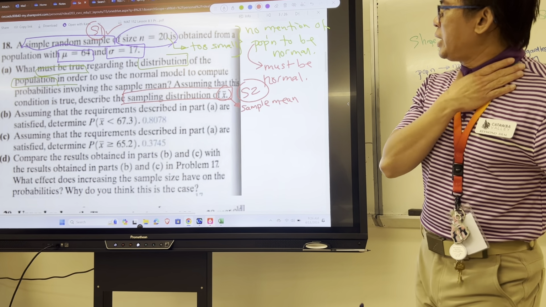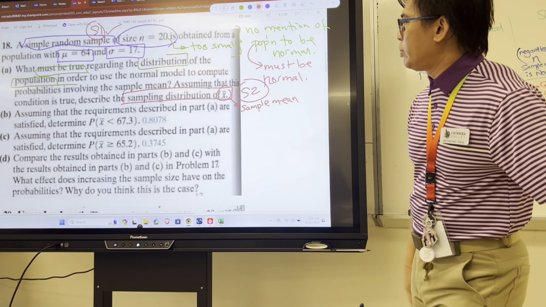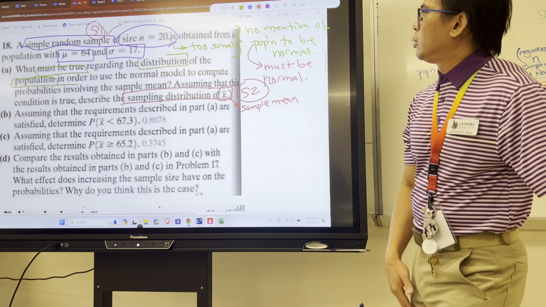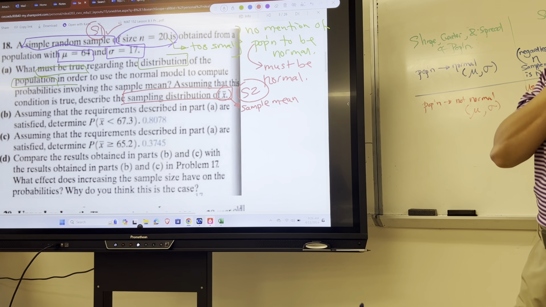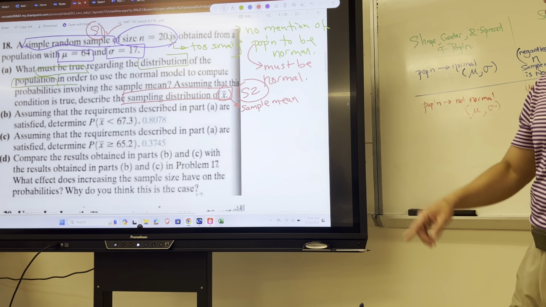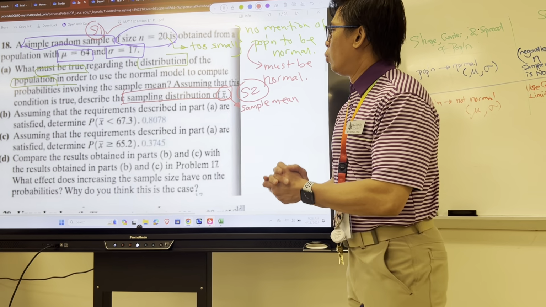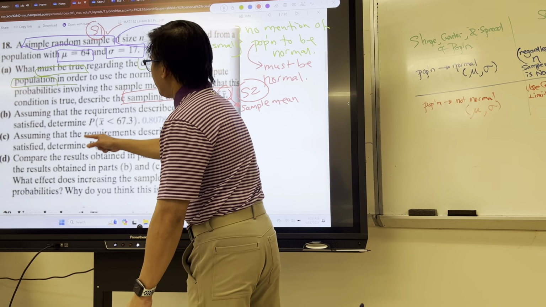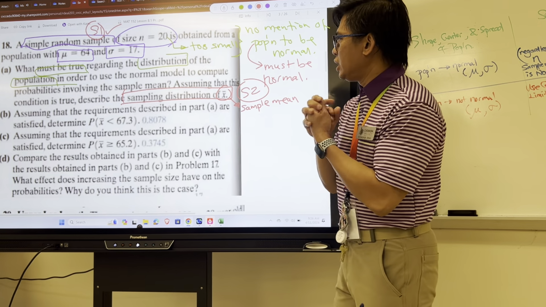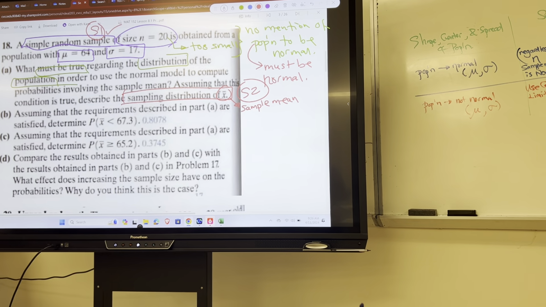Letter B. Let's read that one. Okay, Brett, go ahead please. Assuming that the requirements described in part A are satisfied, determine that. What's that? That's a probability that your x bar is less than what? 67.3. Thank you, right? So, what's the probability or the chance that your x bar, or the sample mean, is less than 67.3? So, again, if we assume this one to be correct already, right?